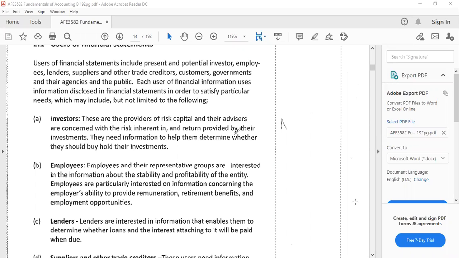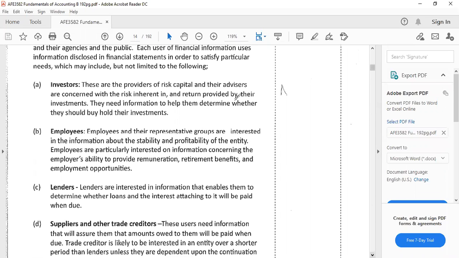Okay. And then now we move on to the employees. So we said employees are also part of the internal users. So why do you think employees would be interested in the financial statements of a business? So obviously, employees and their respective groups are interested in the information about the stability and profitability of the entity. So this simply means that they will be concerned of whether they are on high risk of losing their jobs, or whether the business is doing very well and they are busy being paid little salaries.